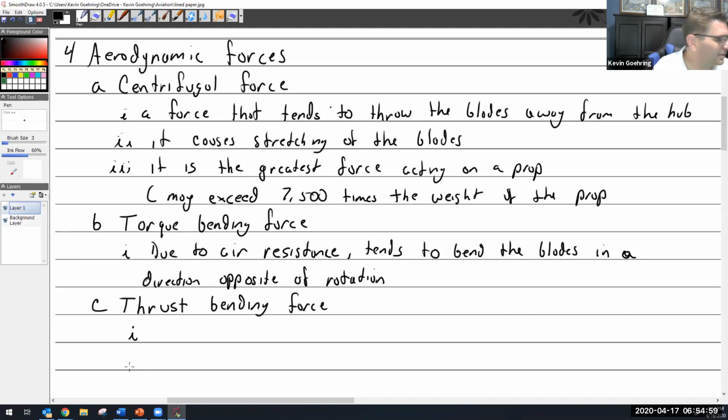Harry, have you ever had to deal with your prop on your plane? No, I've only had it about a year, so I haven't had to do much with the prop.